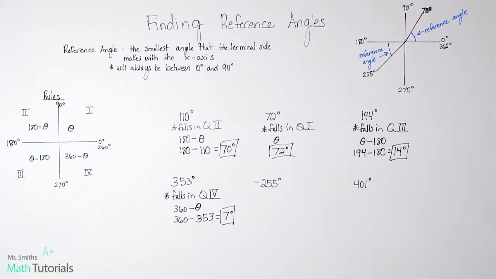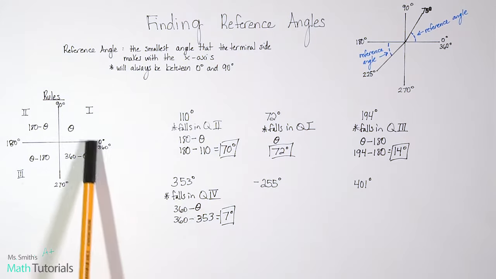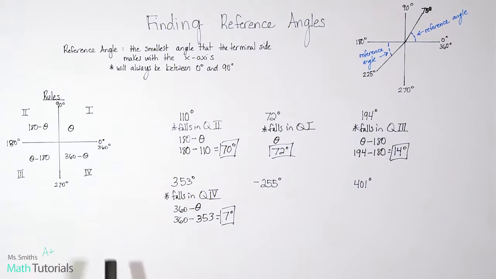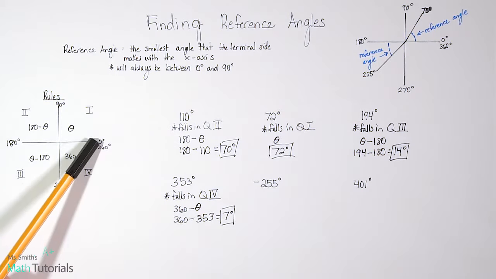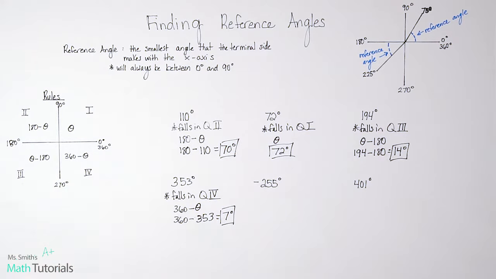as a reference angle. This one says negative 255 degrees. So you might be looking at this thinking, where would a negative fall? I don't see any negatives on here, and you don't. Right now this is just showing 0 through positive 360 degrees. So we have to find something called a coterminal angle.